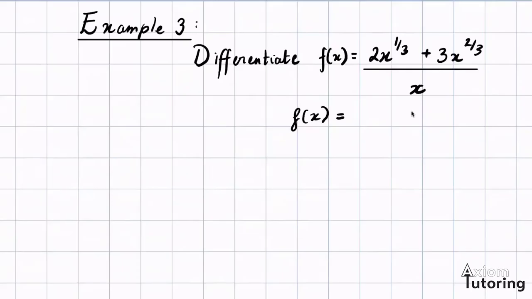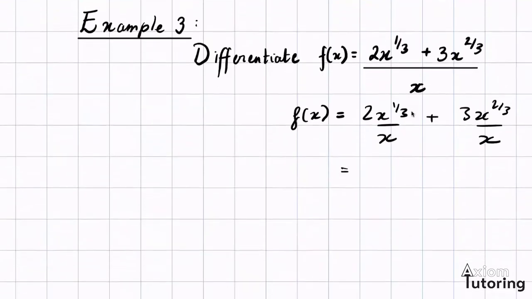We want to differentiate each term, which is a power of x. So what is easiest to do is divide each of these terms by x, so we get rid of our fraction. So 2x to the power of a third over x plus 3x to the power of 2/3 over x. So we get two terms that we can then differentiate.